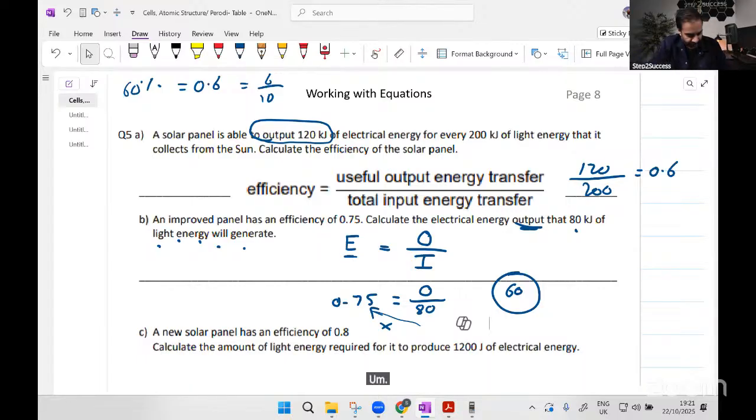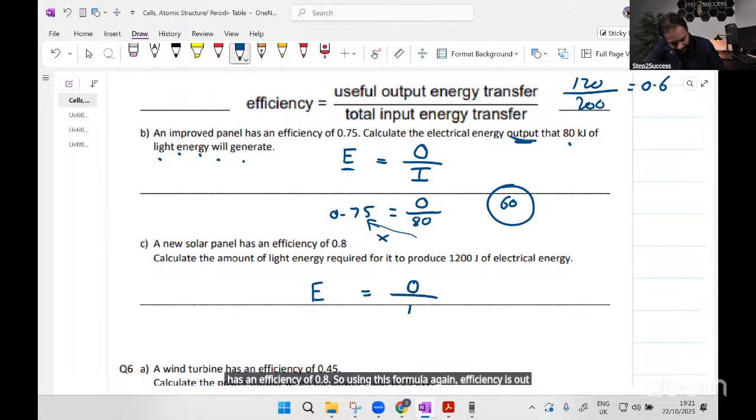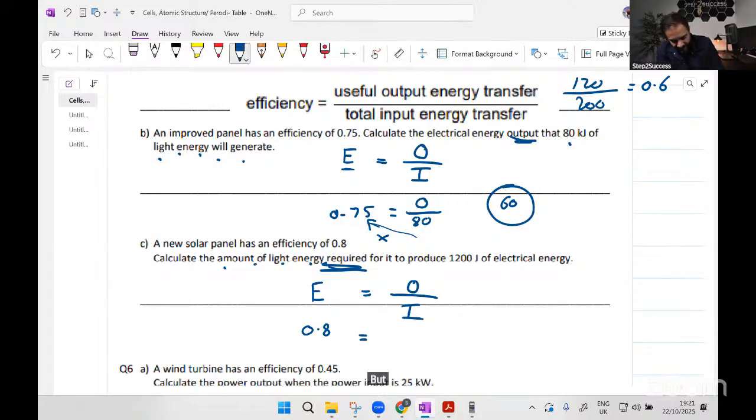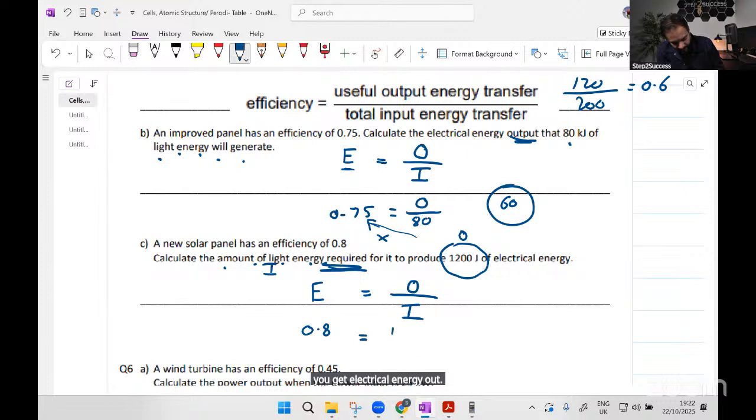Yep, so that part C then, an even newer one, has an efficiency of 0.8. So using this formula again, efficiency is output divided by input. Efficiency is 0.8. Calculate the amount of light energy required, that's what we're putting in, to produce 1200 electrical energy. So it's not easy, this question, because it doesn't phrase it as clearly as some of the other questions, but this is the useful output energy. And then we're trying to work out how much we're putting in, because you put light energy into a solar panel, you get electrical energy out. So I'm going to put 1200 there divided by I.